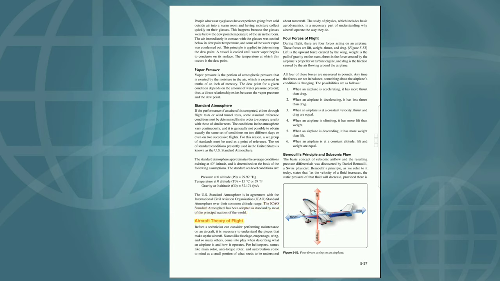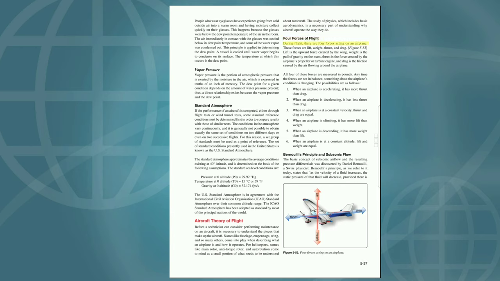Aircraft theory of flight. Before a technician can consider performing maintenance on an aircraft, it is necessary to understand the pieces that make up the aircraft. Names like fuselage, empennage, wing, and so many others come into play when describing what an airplane is and how it operates. For helicopters, names like main rotor, anti-torque rotor, and autorotation come to mind as a small portion of what needs to be understood about rotorcraft. The study of physics, which includes basic aerodynamics, is a necessary part of understanding why aircraft operate the way they do.